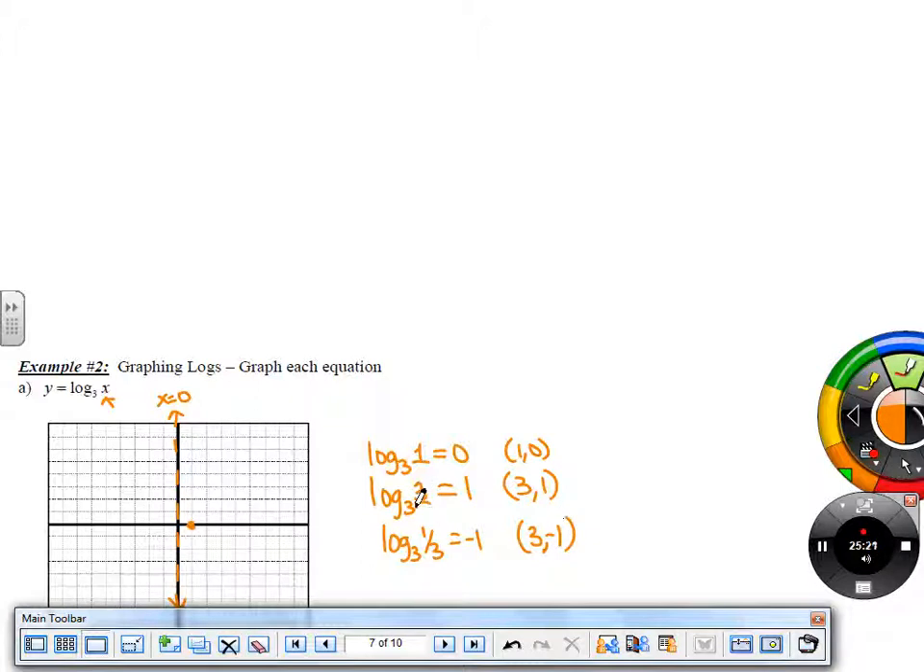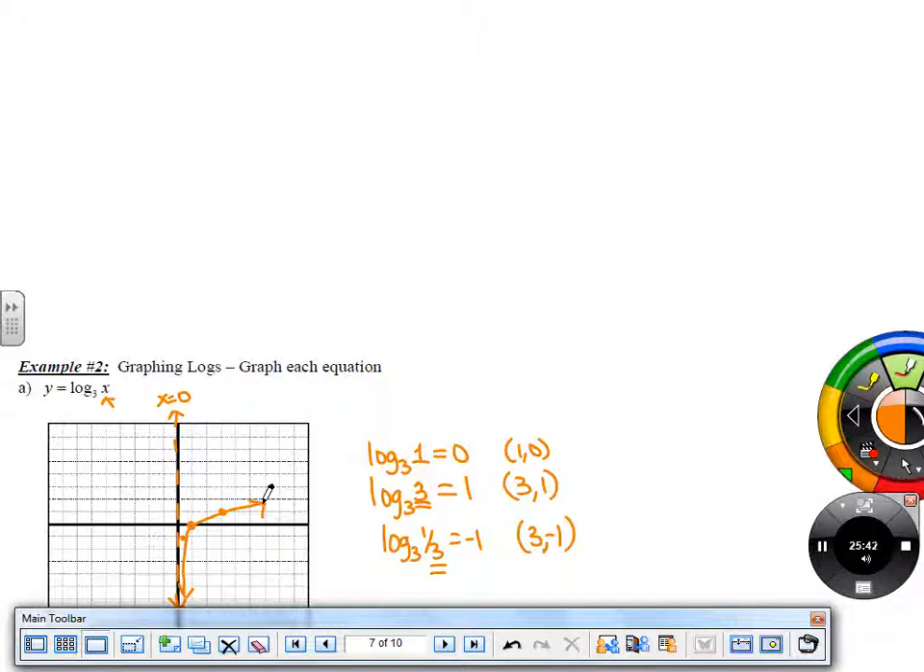So every time I graph one of these, I start with the parent function, and I'm just going to use the number itself and its reciprocal to get those points that are like 3, 1, and 1/3, -1. And that is our graph of our log function. It's growing very slowly, okay, and follows the asymptote.